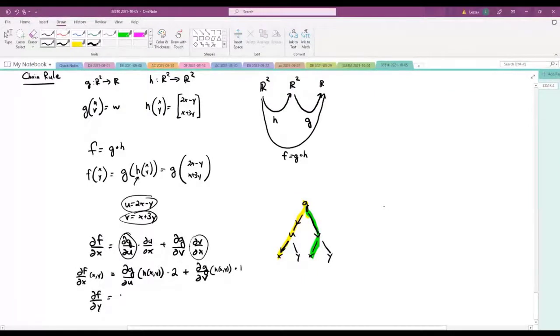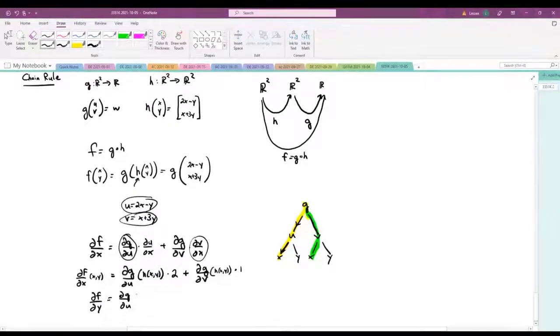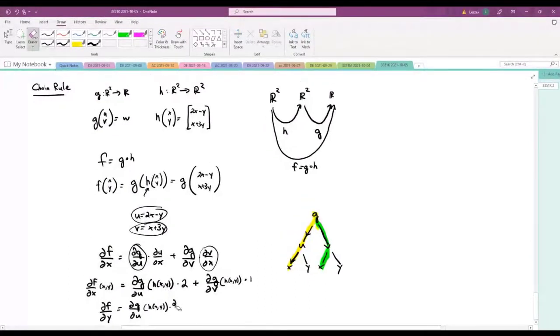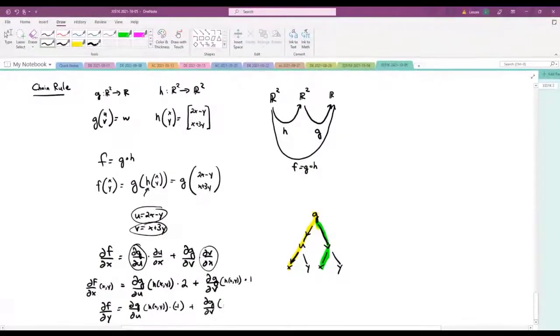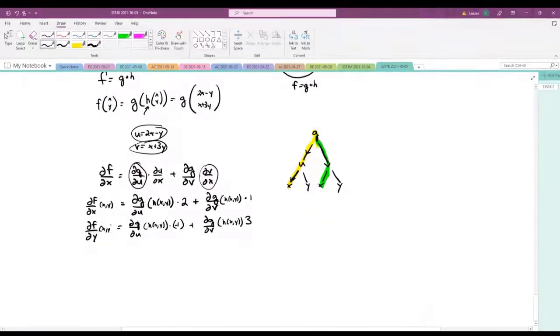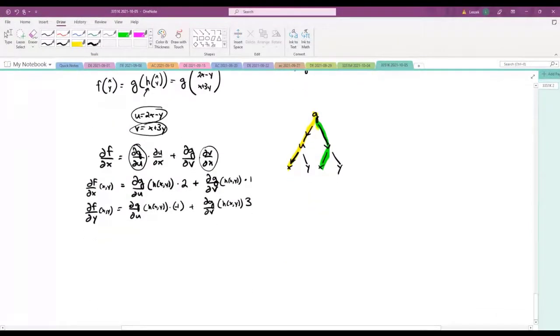So this time we're going to differentiate g with respect to u, evaluated at h of x, y. But then by chain rule, we multiply by the derivative of u with respect to y, so -1. And differentiate g with respect to v, and then the derivative of v with respect to y, so 3. So I guess that's reasonable.